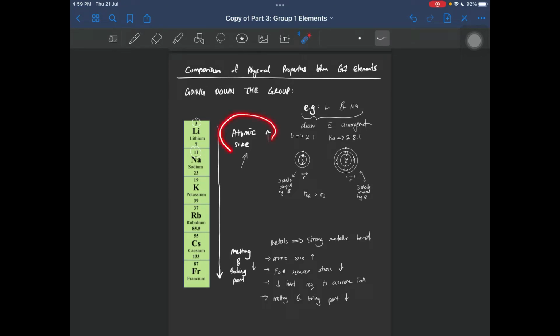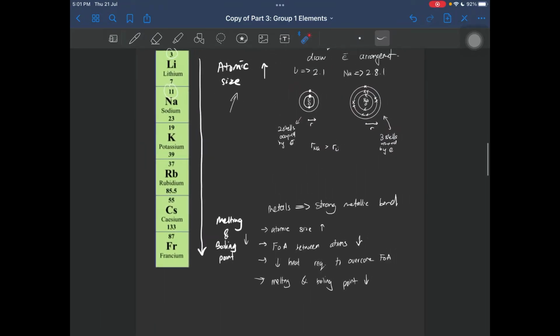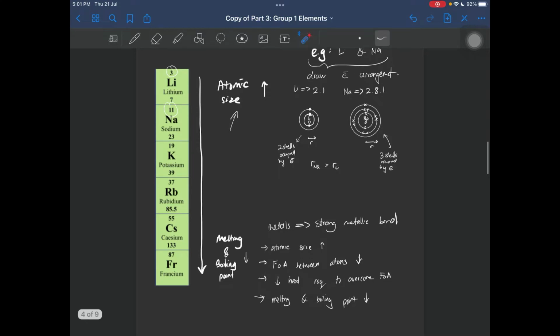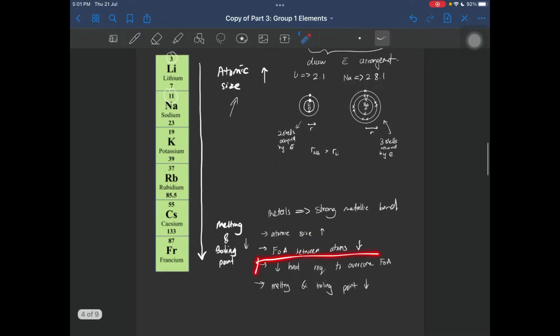Going down the group, the atomic size increases, and this is because if we draw the electron arrangement, we'll find that going down the group, the number of shells occupied by electrons increases, which causes the atomic radius to increase, and therefore the atomic size will increase. For the melting and boiling point, it will decrease, because when the atomic size increases, since it's a metal held by metallic bond, the force of attraction between the atoms will decrease, and so less heat is required to overcome the force of attraction, and the melting and boiling point will decrease.